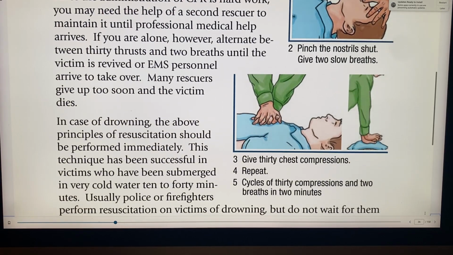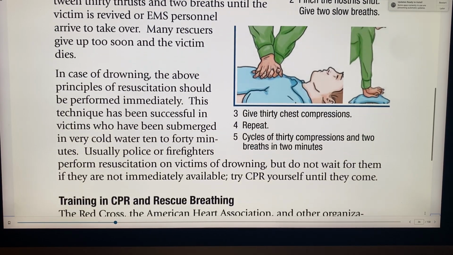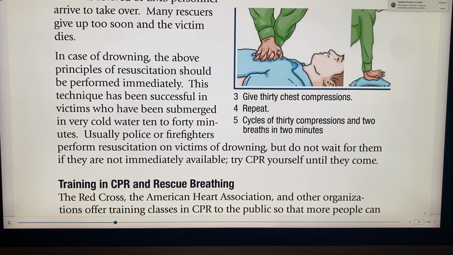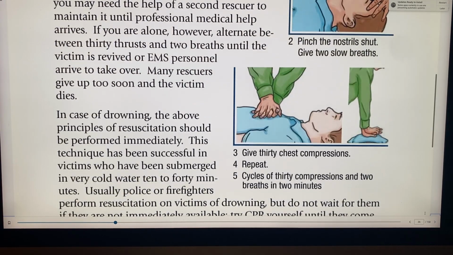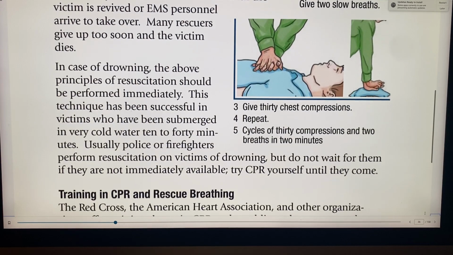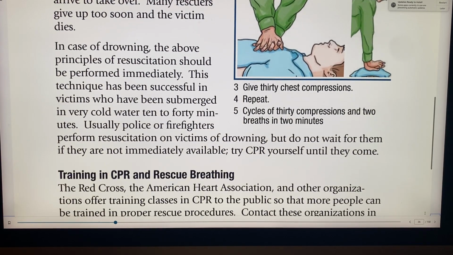So here's the picture. Give 30 chest compressions, repeat 30 more, and then after 5 cycles, give them 2 more breaths. Okay? So that's basically CPR, and you're going to keep doing this. Once you start, you just keep doing it until someone comes and relieves you, or until you're so tired that you cannot do it anymore.